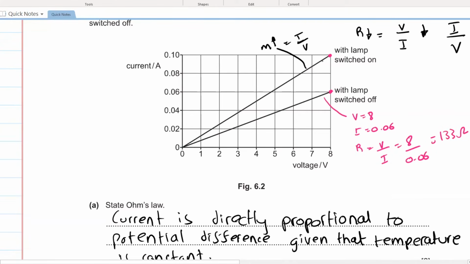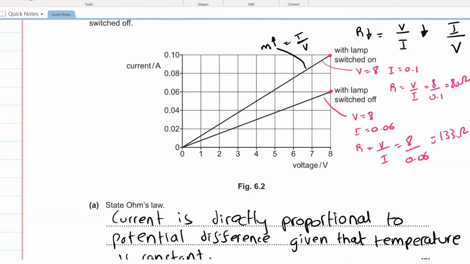But if you calculate the resistance here, you have a voltage of 8. You have a current of 0.1. What does your resistance come out to be here? Resistance is equal to V over I, that is 8 over 0.1, that is equal to 80 ohms.